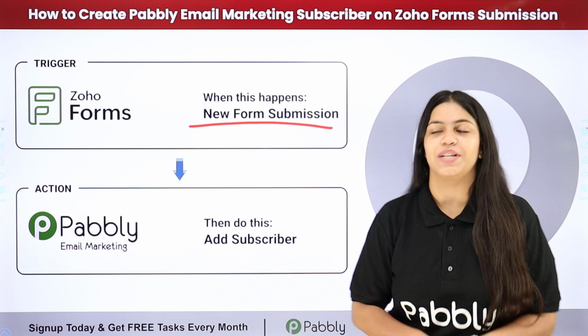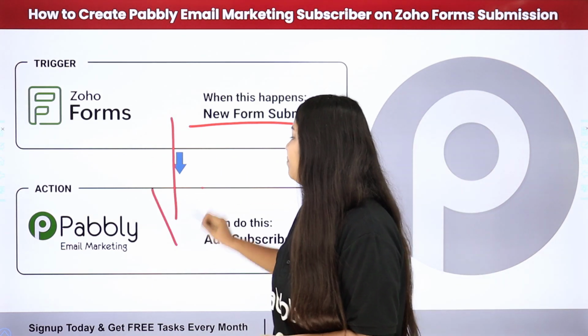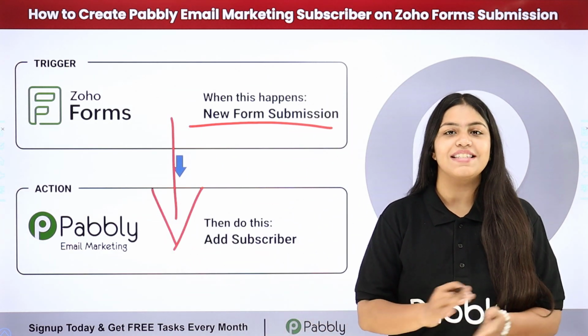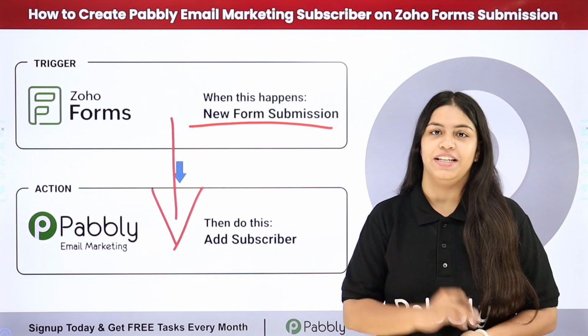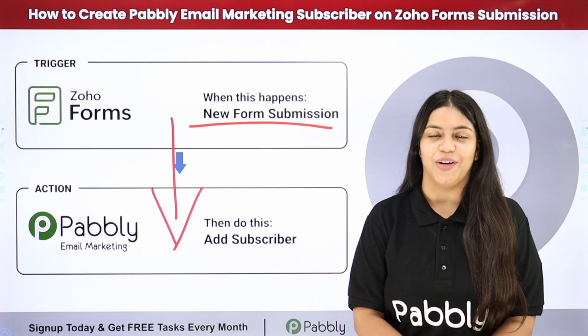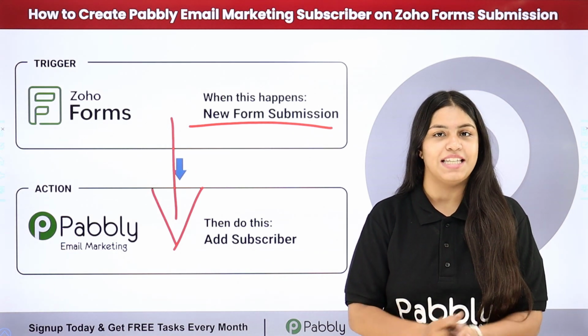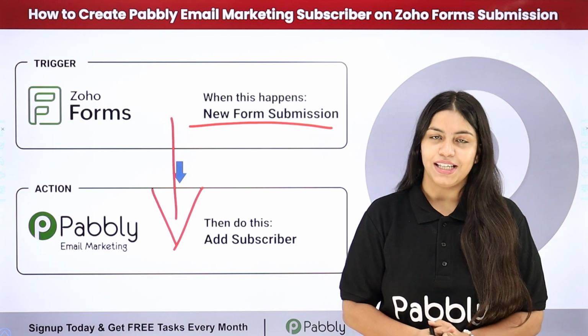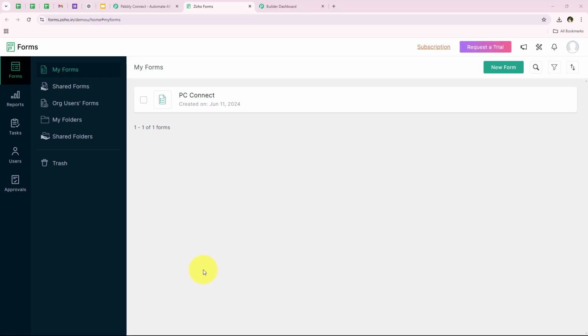To do this, we're going to create a connection between Zoho Forms and Pabbly Email Marketing. To create this connection without knowing any programming or coding language, we are going to use Pabbly Connect. It is an amazing automation software. Do you also wish to learn this process step by step? Then let me take you to my computer screen. Welcome to my screen, everyone.